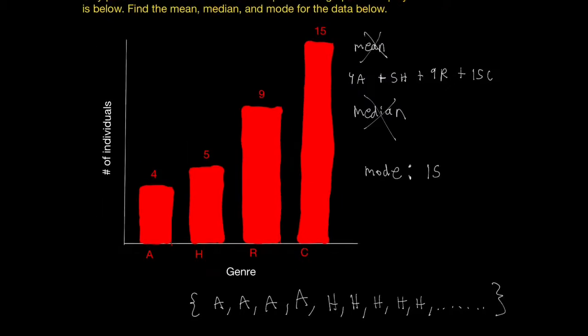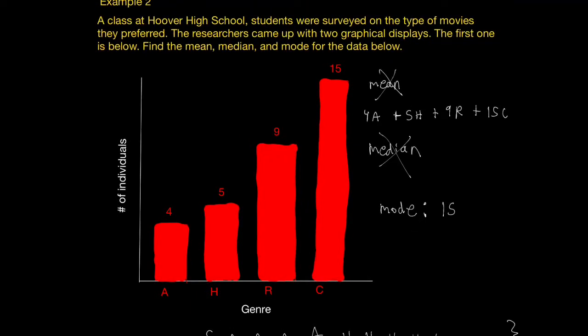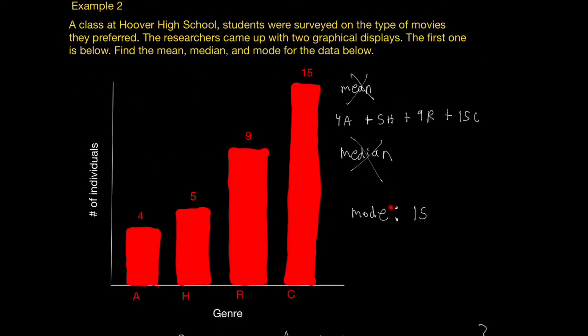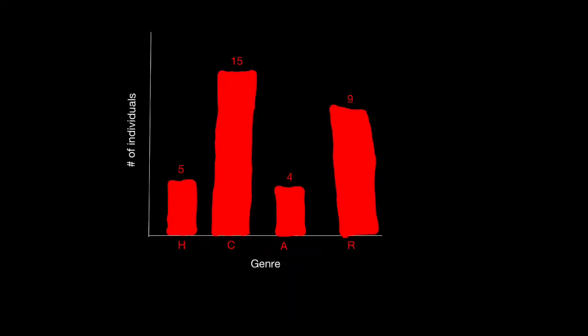And this is typically how many people like to use bar graphs. They like to use bar graphs with qualitative data as opposed to quantitative data. When we have quantitative data, we tend to use something called a histogram. But here we see that the mode is 15. And remember that the researchers came up with 2 graphical displays. So let's take a look at the second display.